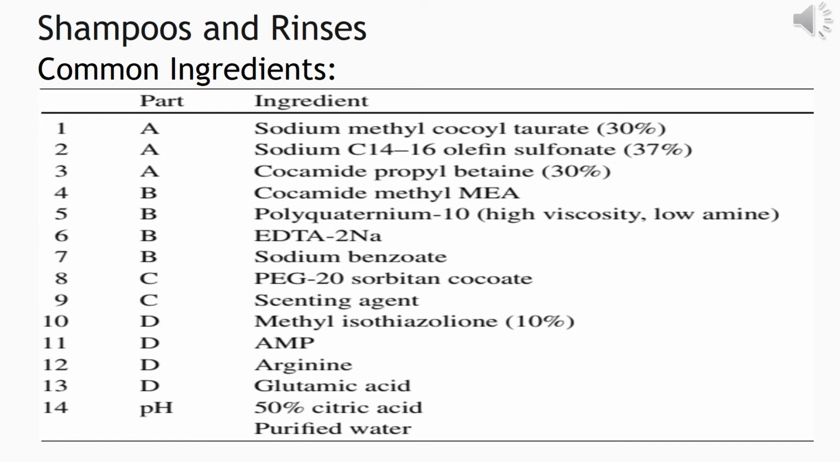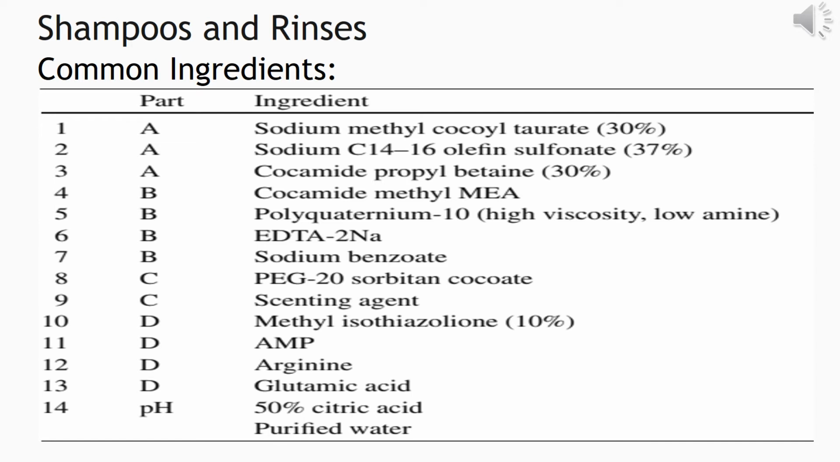Number one is sodium methyl cocoyl taurate. Taurine is an aminosulfonic acid that occurs naturally in our body, and taurate is any salt of taurine, and cocoyl is a carbonyl derivative of coconut oil, where R is varied. R, which is attached to the carbonyl group, R C double bond O. R is varied in cocoyl, and this is obtained from coconut oil.